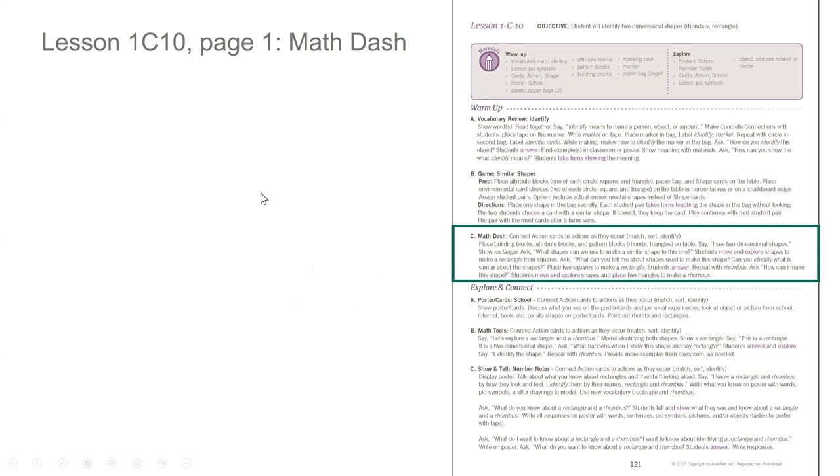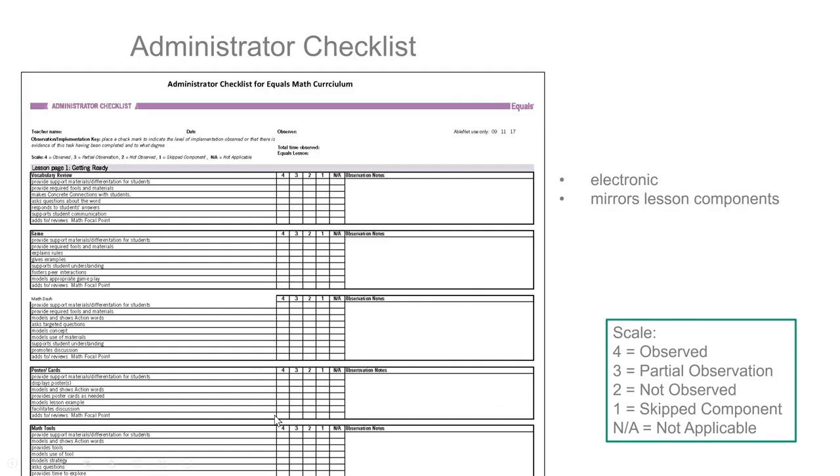I do have an example here today for lesson 1C10, page 1, Math Dash. And this lesson is student will identify two-dimensional shapes, and those two-dimensional shapes are rhombus and rectangle. Before we get to that, let me walk through the administrator checklist with you so you know what this tool looks like. At the top, you can see there is the scale for what you are seeing.